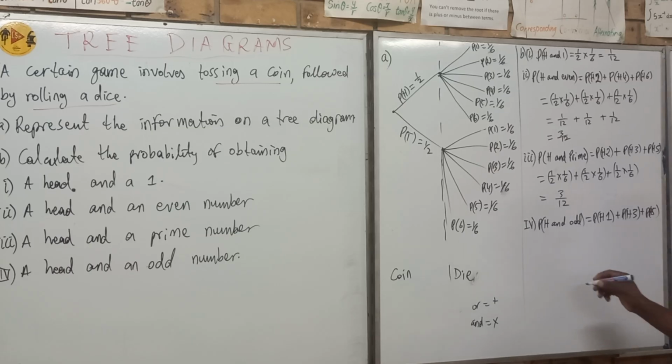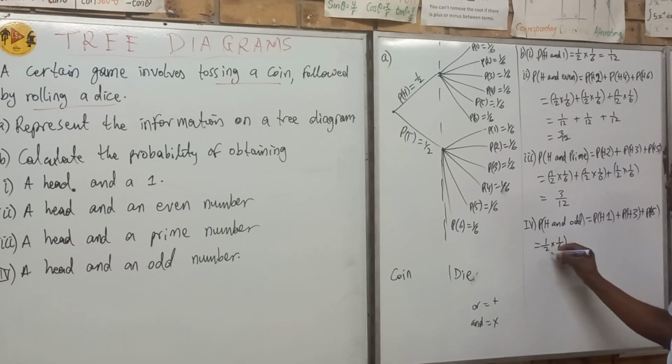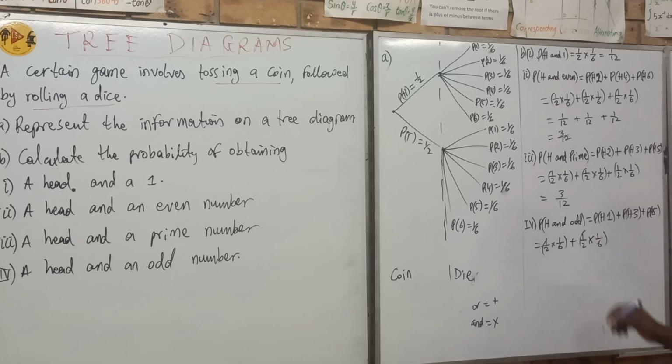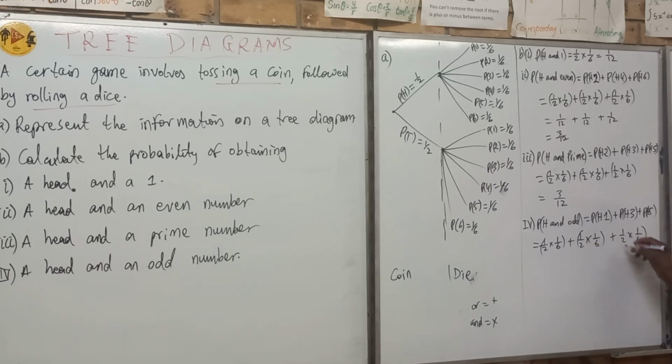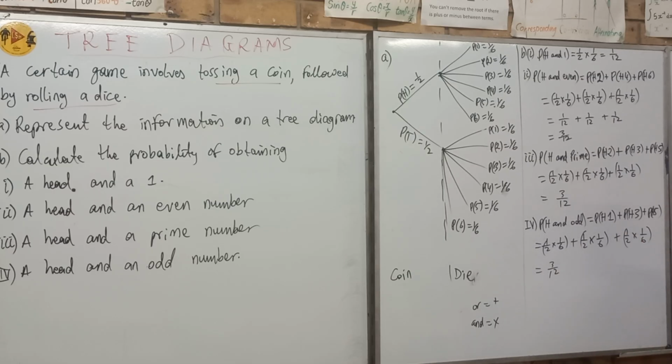So that is it. A head is 1 over 2, a 1 is 1 over 6, plus 1 over 2 times 1 over 6 for a head and a 3, plus 1 over 2 times 1 over 6 for a head and a 5, and that should also give us 3 over 12, which is the same thing as 1 over 4. So guys, that is how easy it is.